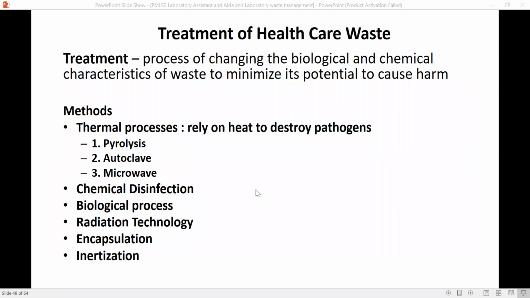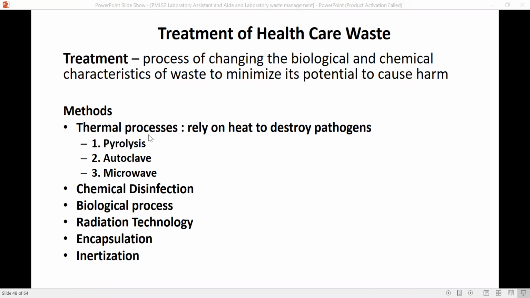Now, punta na tayo sa treatment. Before disposal, this waste should be treated first. Treatment is the process of changing the biological and chemical characteristics of waste to minimize its potential to cause harm. May gagawin ka muna sa kanya bago mo siya itapon, para hindi makapag-cause ng harm. Pag yan ay infectious, syempre patayin mo muna yung microorganism bago mo itapon. Yan yung treatment na sinasabi natin.